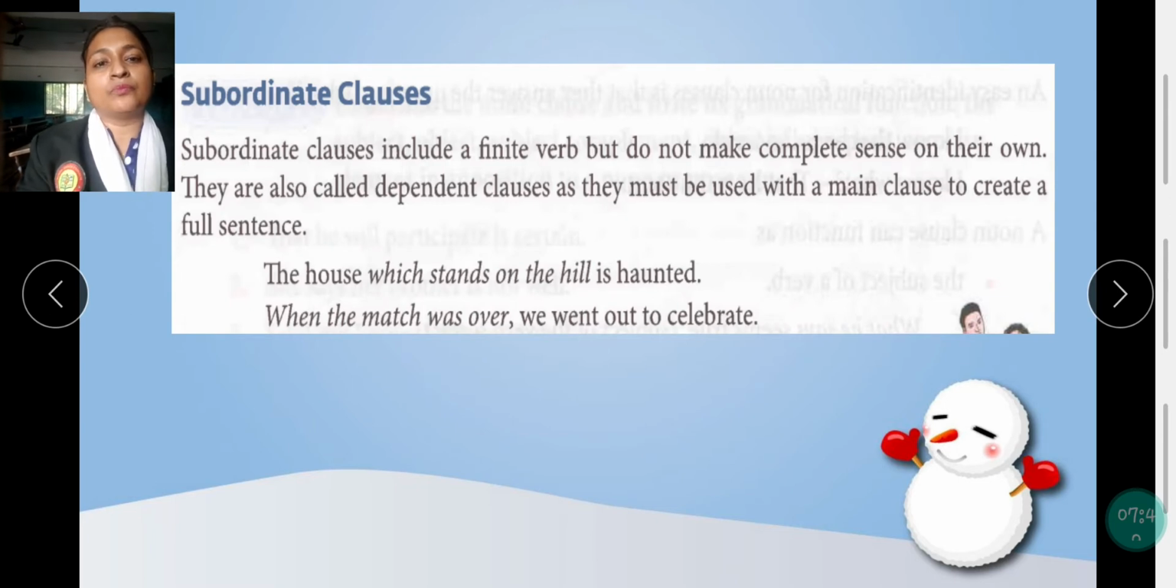Now we will learn in detail the subordinate clauses. They are the dependent clauses. Subordinate clauses include a finite verb but do not make complete sense on their own. Okay, that's how it is different from a main clause. It doesn't give a complete meaning. They are dependent clauses as they must be used with a main clause to create a full, meaningful sentence. The house which stands on the hill is haunted. Now here which stands on the hill is the subordinate clause. When the match was over, we went out to celebrate. So when the match was over is a subordinate clause here.